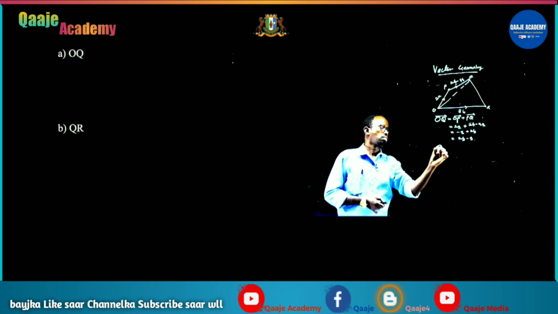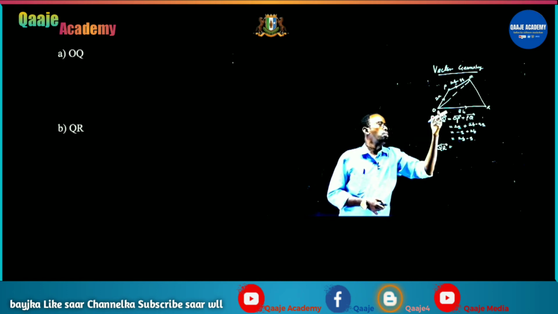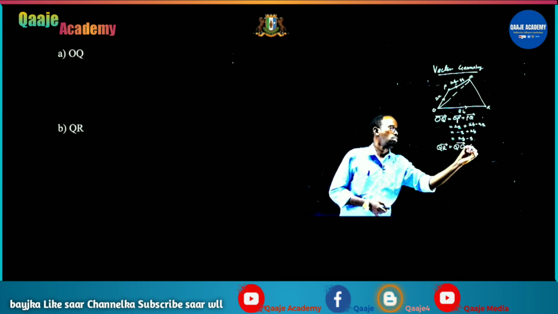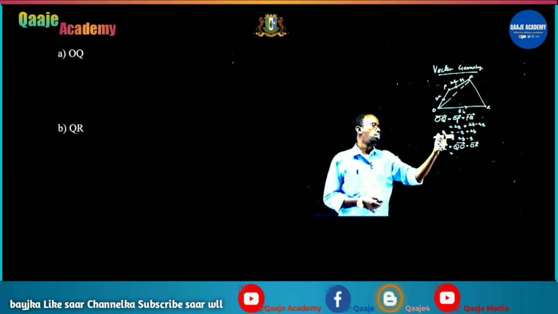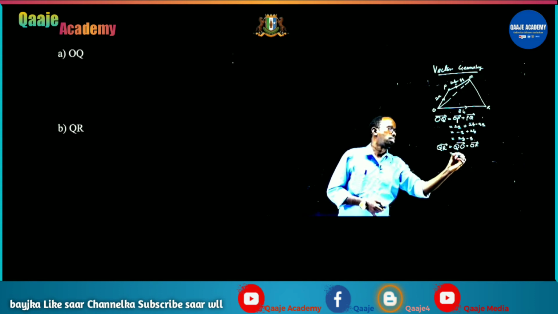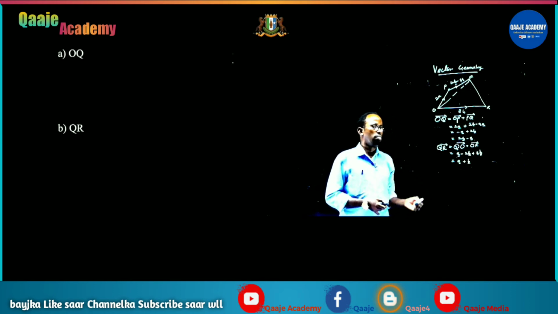The next one is QR. QR is this route. So QR will be equal to QO plus OR. QO is the reverse of this one, so I will multiply this one by a negative. So this becomes a plus A minus 2B, and then OR is 3B. So therefore you get A plus B. So that is vector QR.